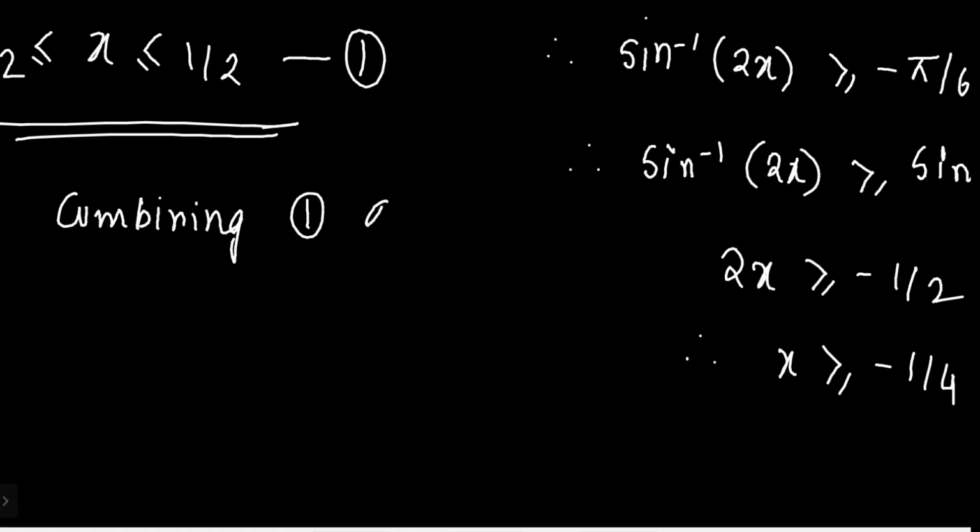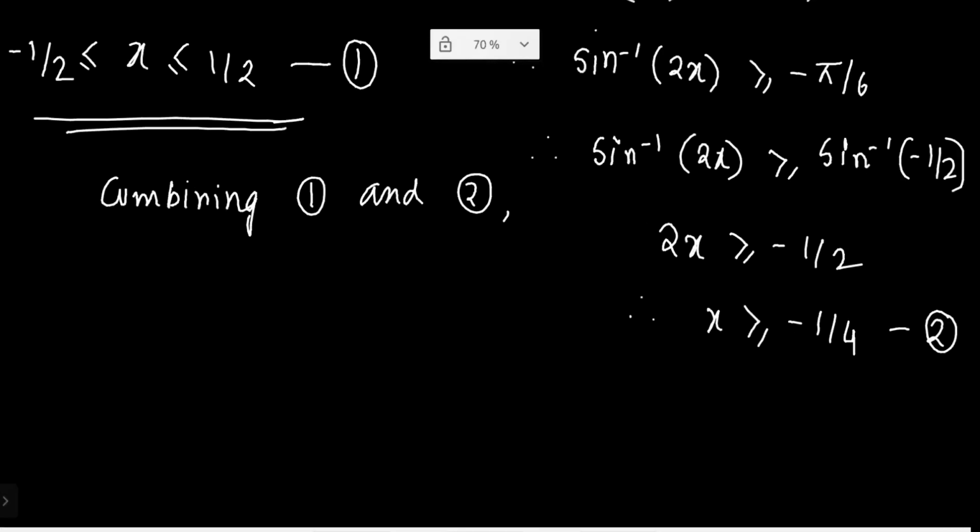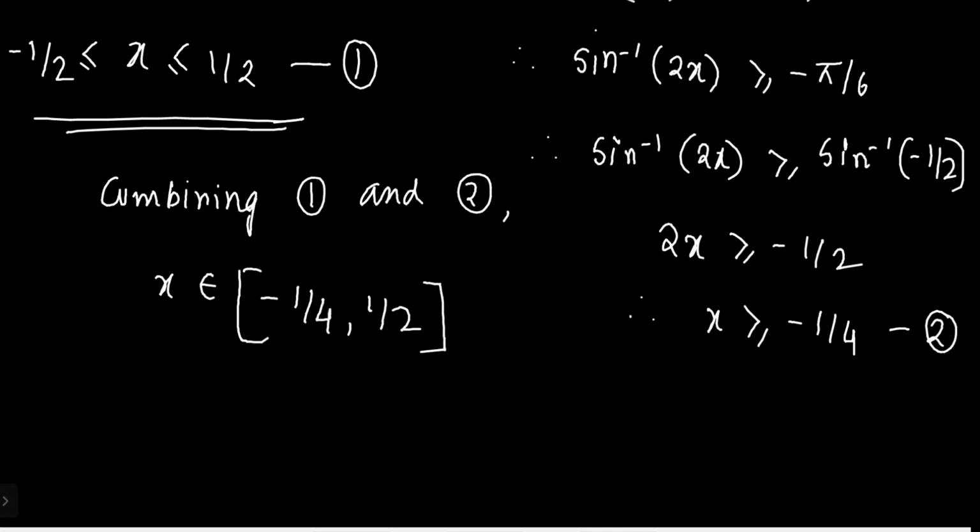Combining 1 and 2, we can write that x belongs to [-1/4, 1/2]. From the first case and from the second case, we arrive at the condition that x belongs to the closed interval minus 1 by 4 and half. So here option A is correct.